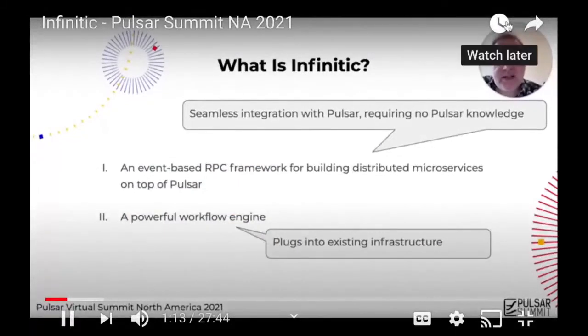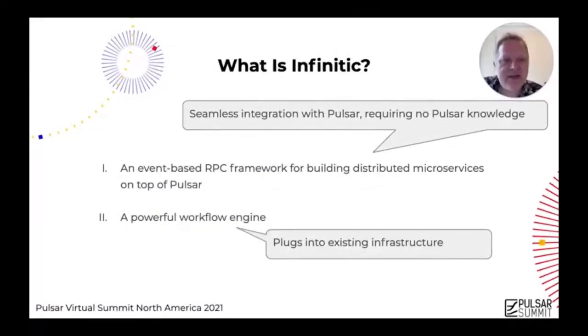So what is Infinitic? Infinitic is an event-based RPC framework for building distributed microservices on top of Apache Pulsar. It's also a very powerful orchestration engine that you can use to code your business requirements involving multiple microservices, instead, for example, of relying on choreography or Saga patterns. This workflow engine is actually pluggable into an existing infrastructure. For example, if you already have Kafka, you can plug Infinitic into it to orchestrate workflows from there.